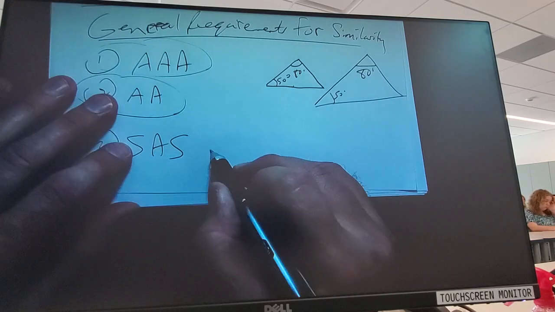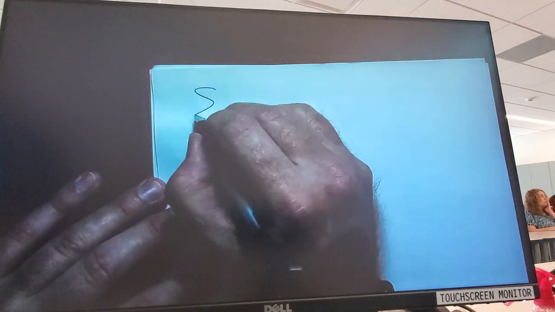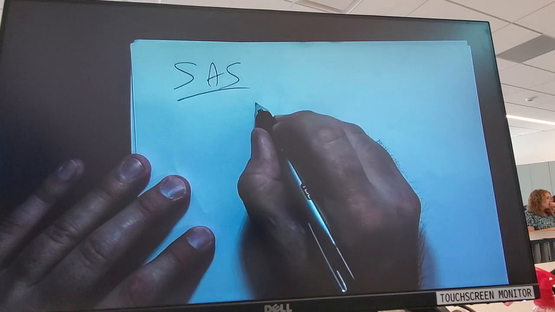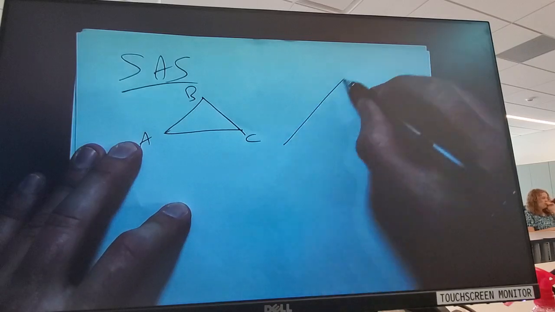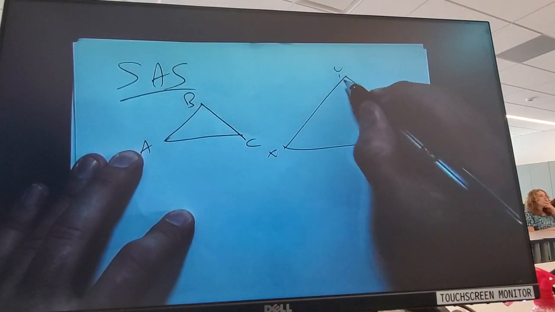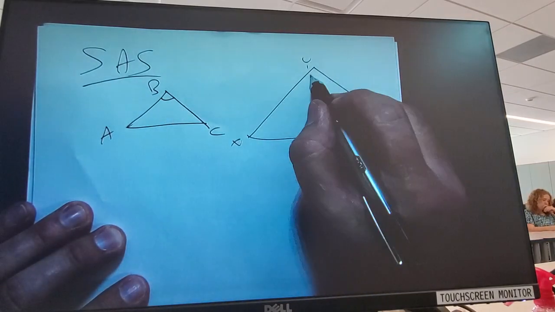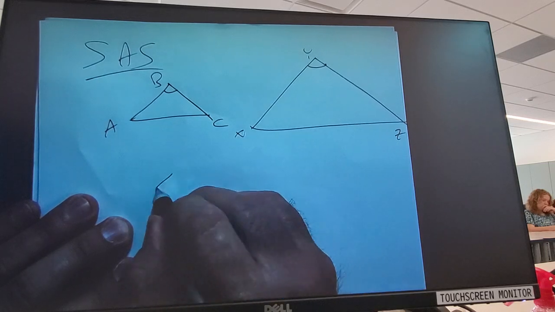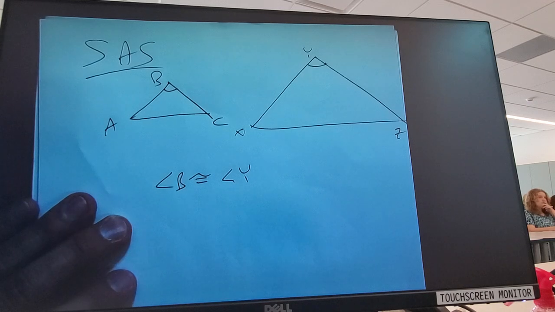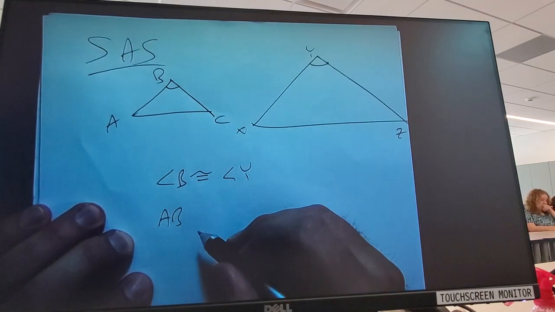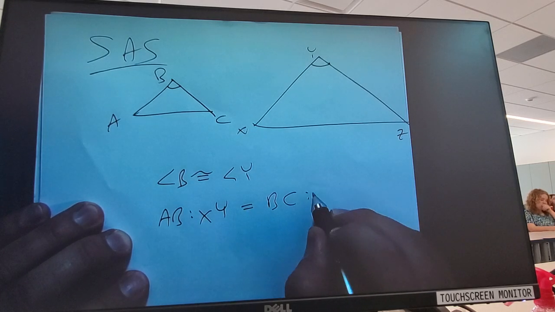Let me break this down for you. Let's say I've got this little tiny triangle and this larger triangle, and I know that angle B and angle Y are congruent. And I know that AB to XY is the same thing as BC to YZ.